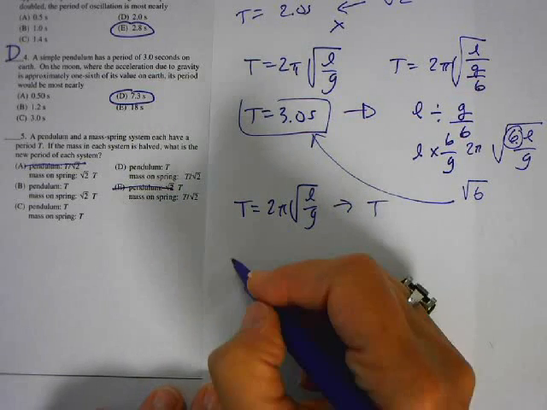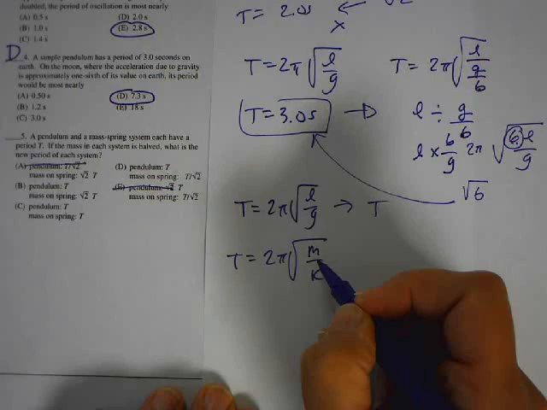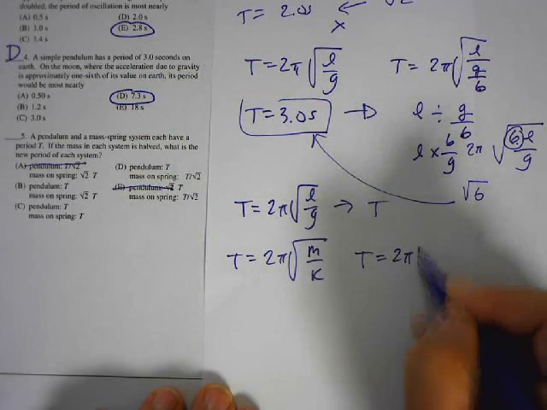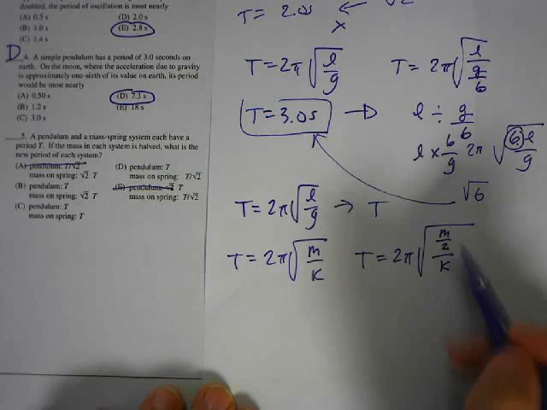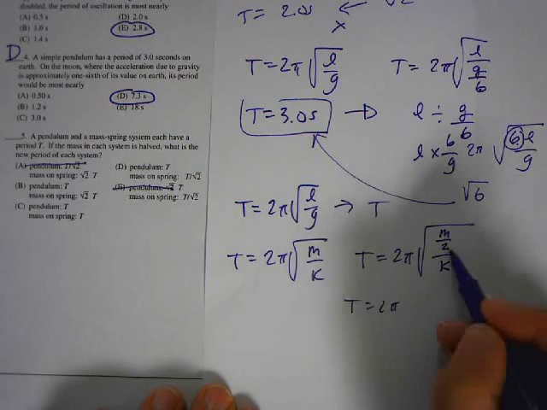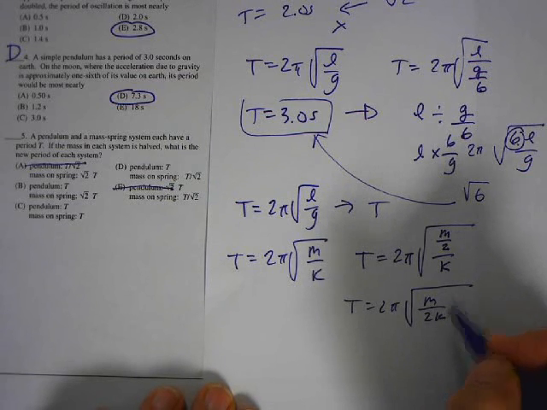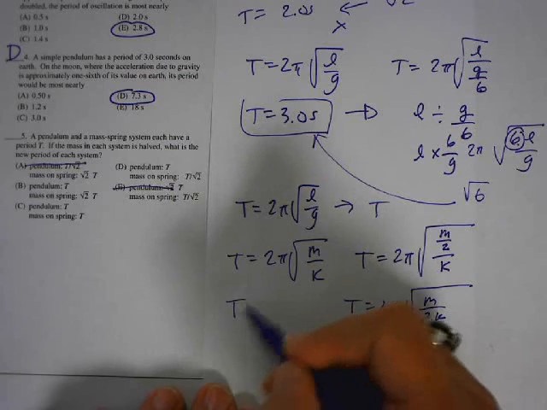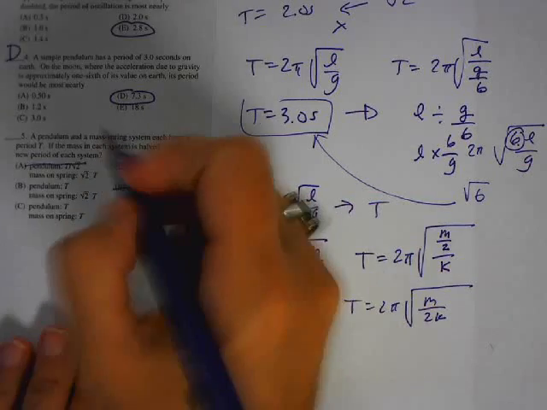Now for the period of a mass on a spring, T is equal to 2 pi times the square root of m over k. Now if the mass is half, the new one is going to be T equal to 2 pi times the square root of m over 2k. Algebraically, I just put that 2 in the denominator, so it would be m over 2k. So the period would have a radical 2 in the denominator. So here the period would be T divided by radical 2. And that would be the difference. And that would be choice D.